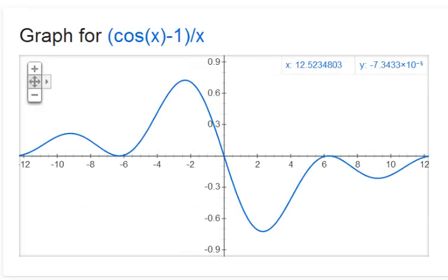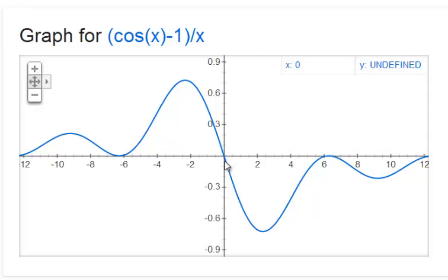The next function we want to look at is cosine x minus 1 all over x. And I've got its graph up here. We're interested in the limit as x goes to 0, and it looks like the limit should be 0. As we get closer and closer to 0, the y values get smaller and smaller from both directions. And actually, Google's smart enough to tell us that at x equals 0, it's undefined. You can see it there.